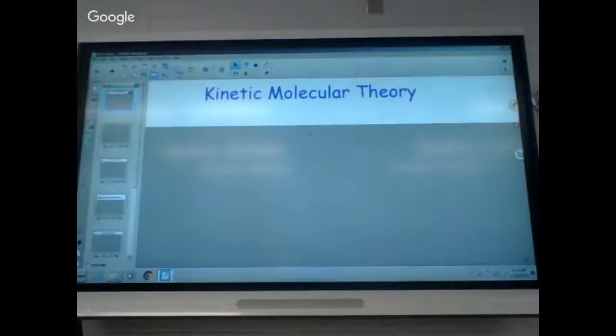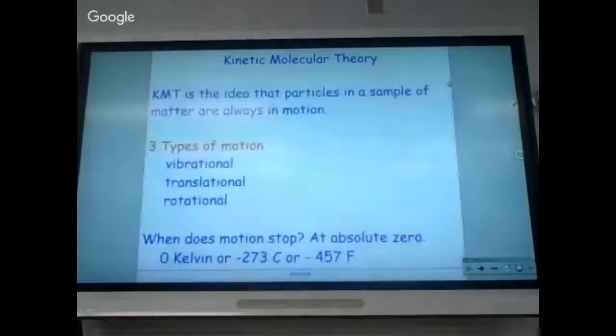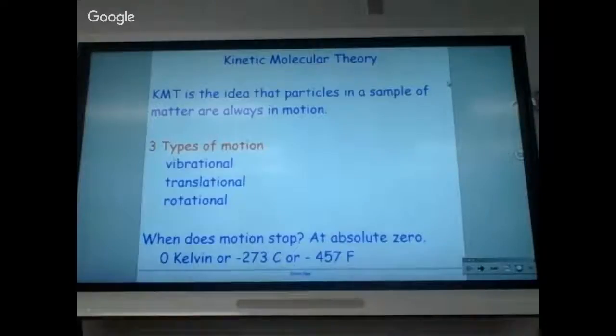All right, so yesterday we talked a little, not yesterday, the day before. On Wednesday we talked a little bit about kinetic molecular theory. And we said that all particles in matter are in motion, right? Whether we're talking about a solid, a liquid, or a gas, the particles in all kinds of matter are in motion. Now, we said that they can vibrate, they can rotate, and they can translate.